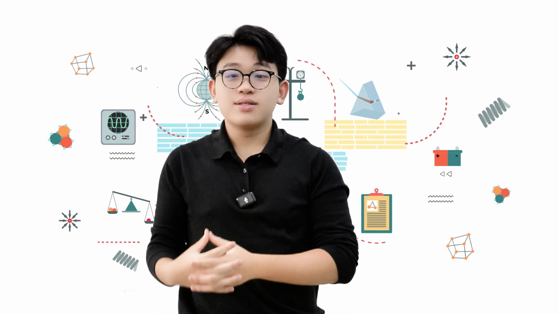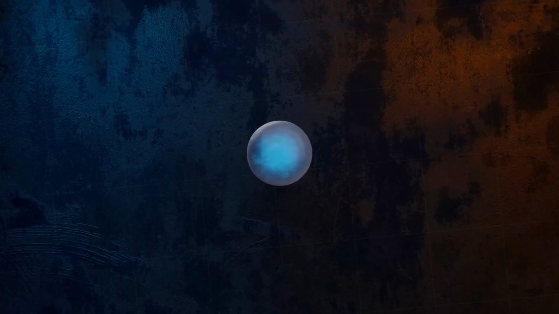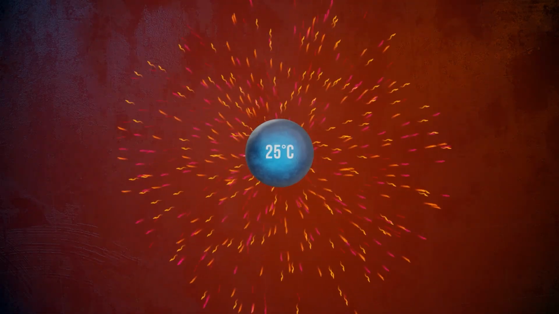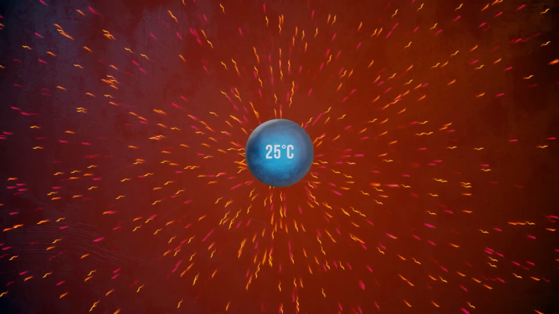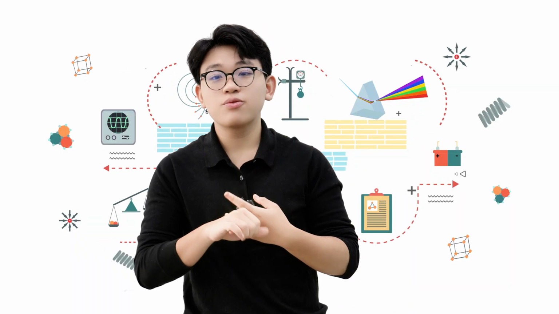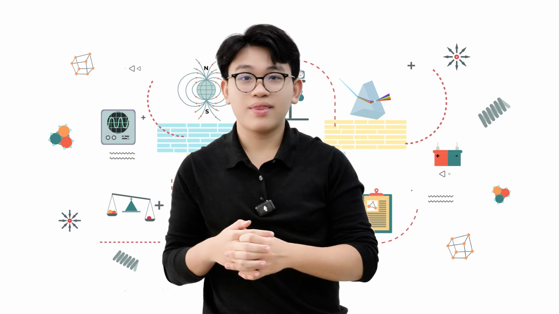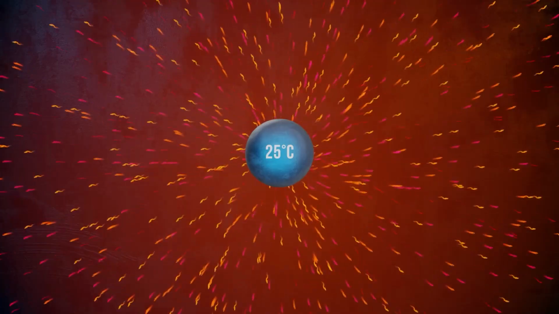Hello everyone. Today we're going to talk about thermal radiation, one of the ways heat moves from one object to another. There are three main ways that heat can transfer between objects: conduction, convection, and radiation. Today we'll focus on thermal radiation because it's the way that heat can travel without needing a material. This means that even in empty space, when there's no air or solid matter, thermal radiation can still happen.